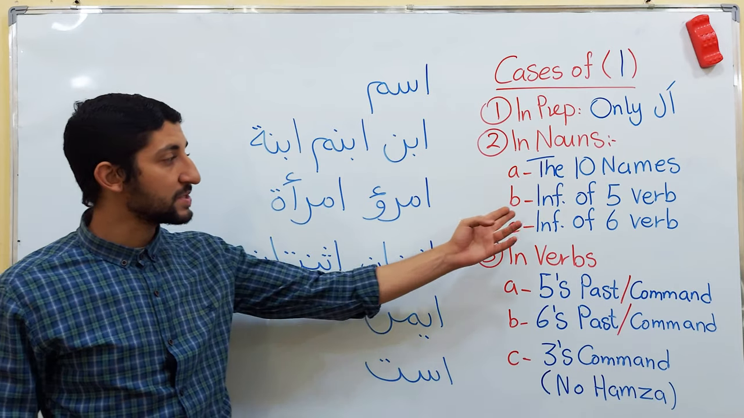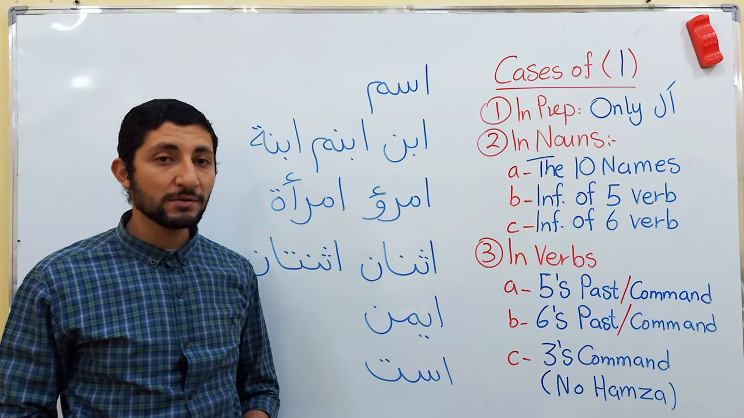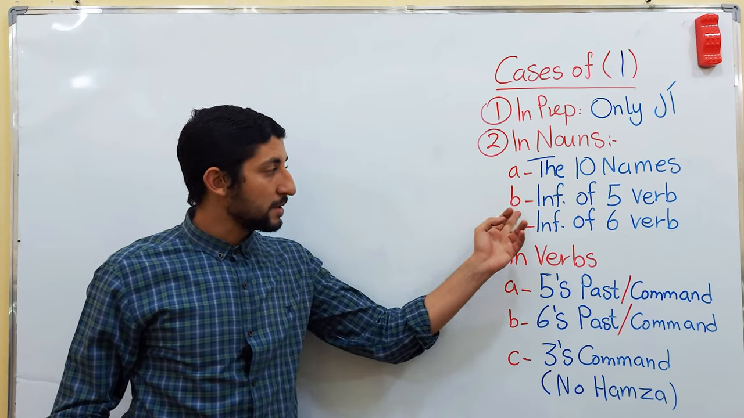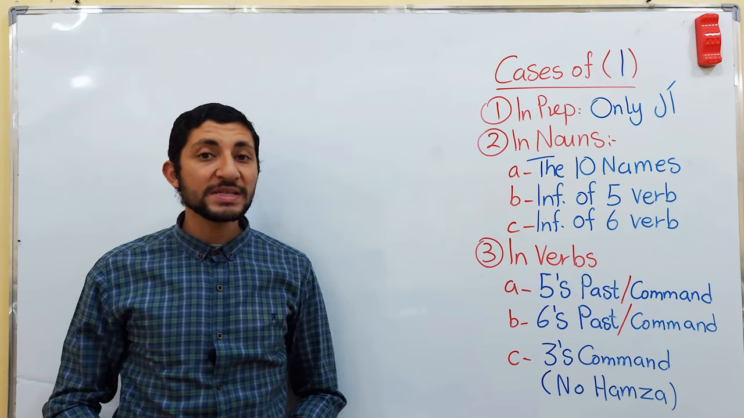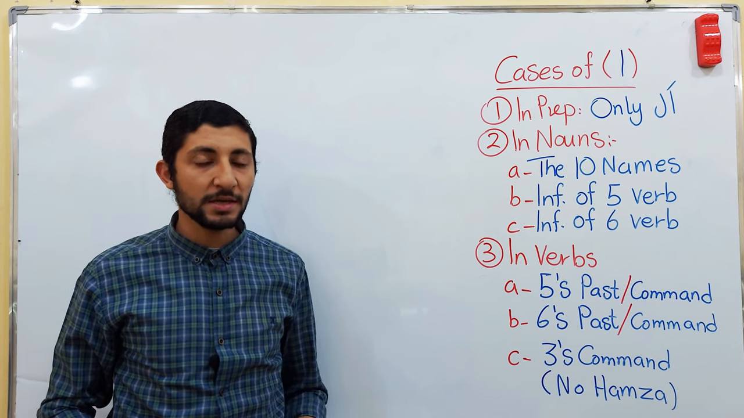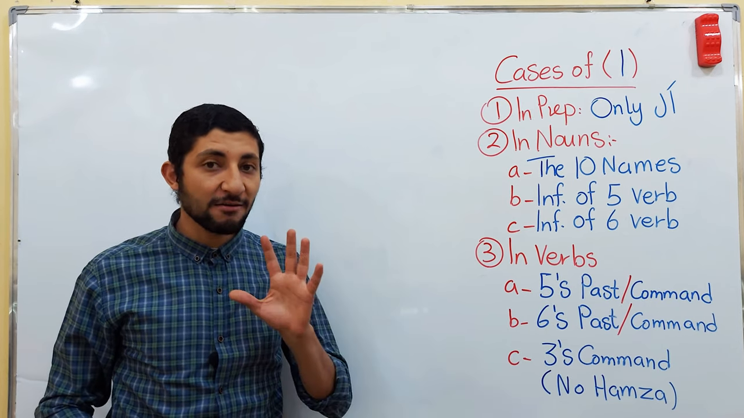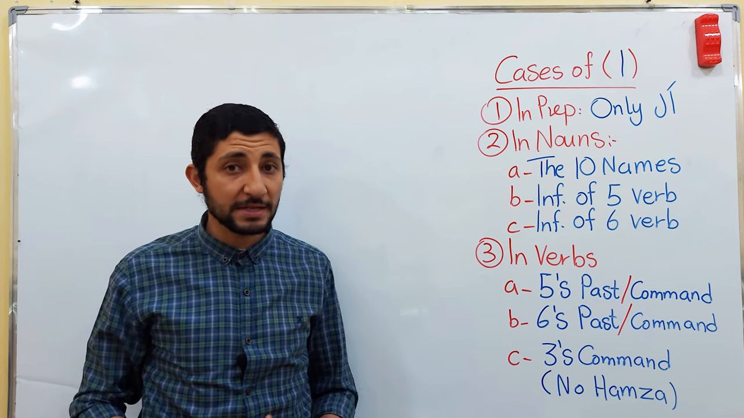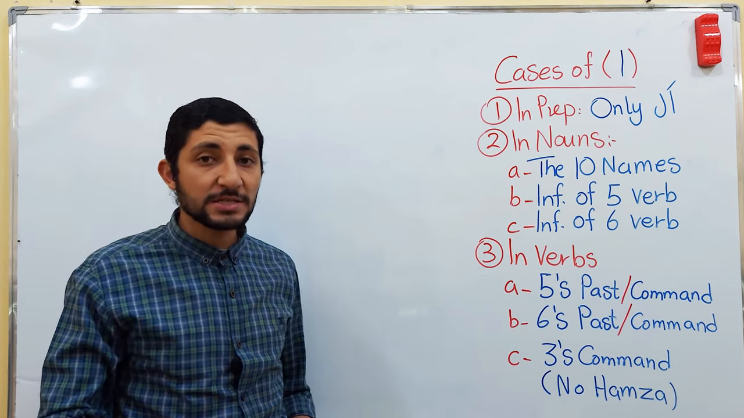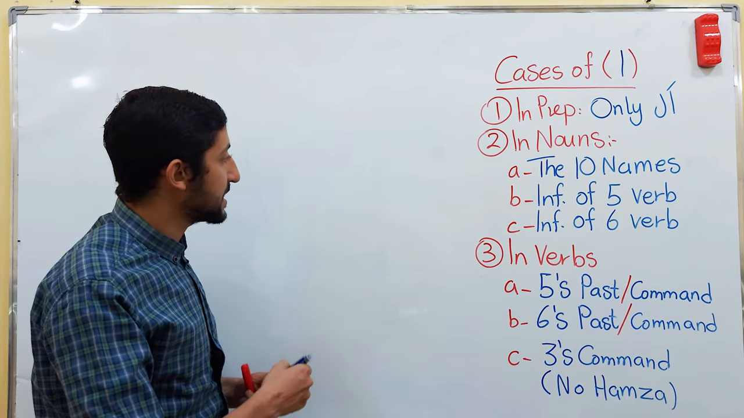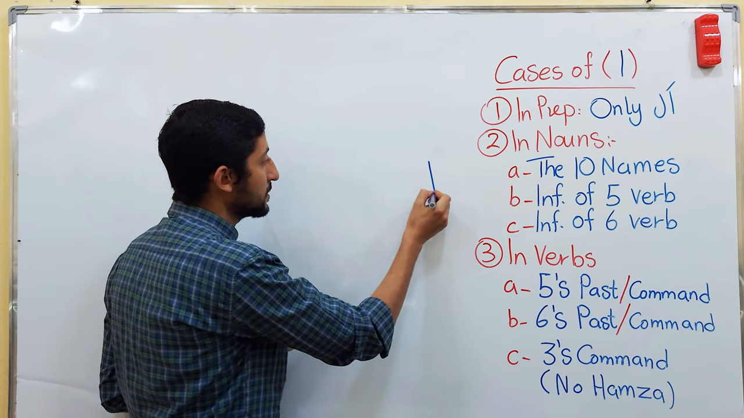Let's move now to the second type of noun that contains همزة الوصل. Second, the infinitive of quintuple verb. What is quintuple verb? الفعل الخماسي. It is a verb that contains 5 letters. How can we know the number of letters a verb contains? Just get the past of this verb and then count. Let's take an example. This verb.